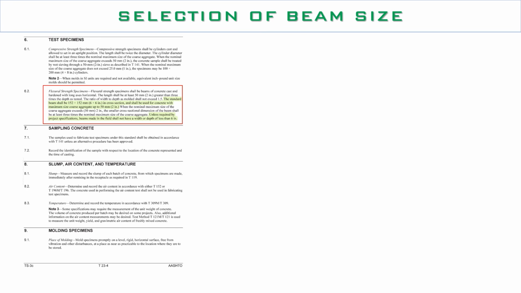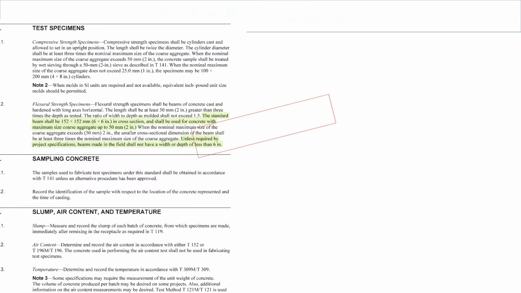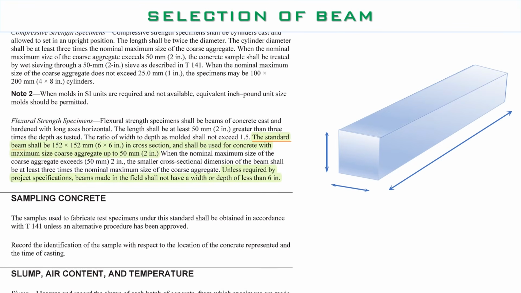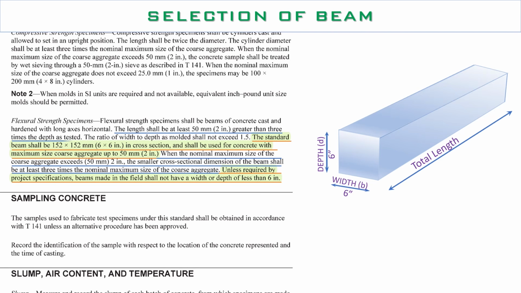In section 6.2, it is mentioned the standard beam shall be 152 by 152 mm or 6 inch by 6 inch in cross section and shall be used for concrete with maximum size of coarse aggregate up to 50 mm or 2 inch. Unless required by the project specification, beam made in the field shall not have a width or depth of less than 6 inch. The length shall be at least 50 mm or 2 inch greater than 3 times the depth as tested.